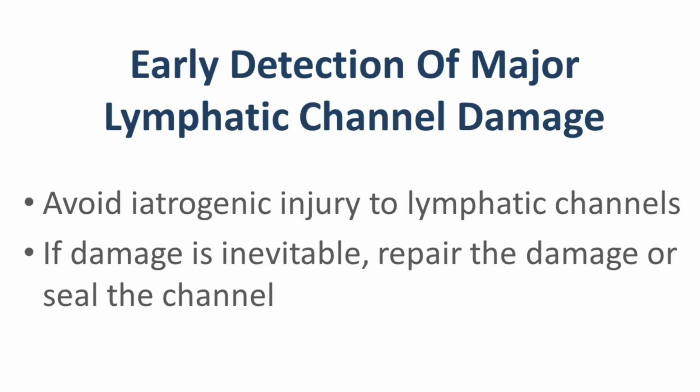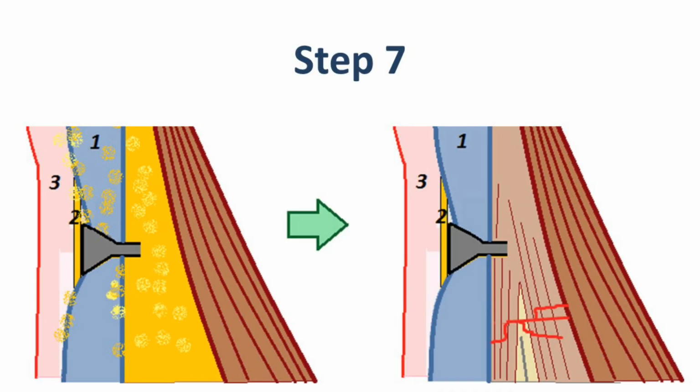During this part of the dissection, avoid damaging the major lymphatic channels. If damage is inevitable, repair the damage or seal the channel. Carry out the nodal dissection upwards up to level 2. Retract the IJV all around to see nodes hiding between the IJV and the carotid artery.